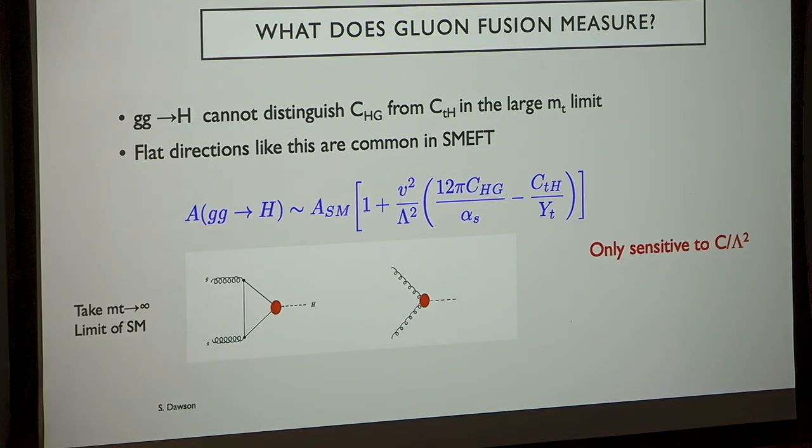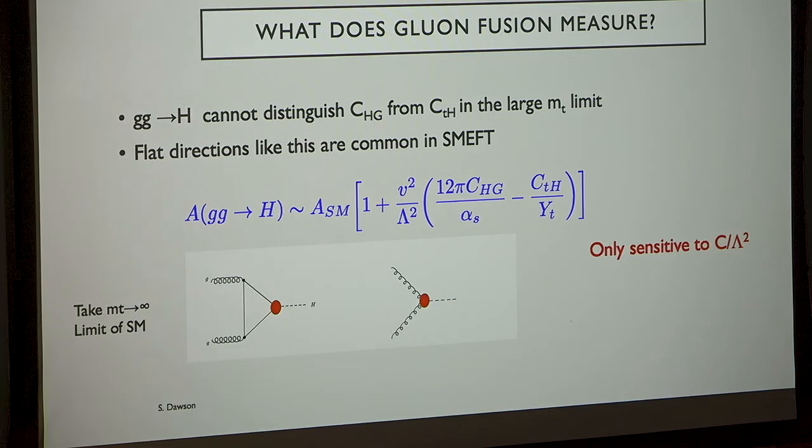And this is typical in the standard model effective field theory, that you get lots of blind directions, that a given measurement will be dependent on a certain combination of coefficients, and that you can't separate them out. And we call these blind directions, because if I just measure gluon fusion, I'm only measuring this particular combination. Okay? And so it's not very interesting.